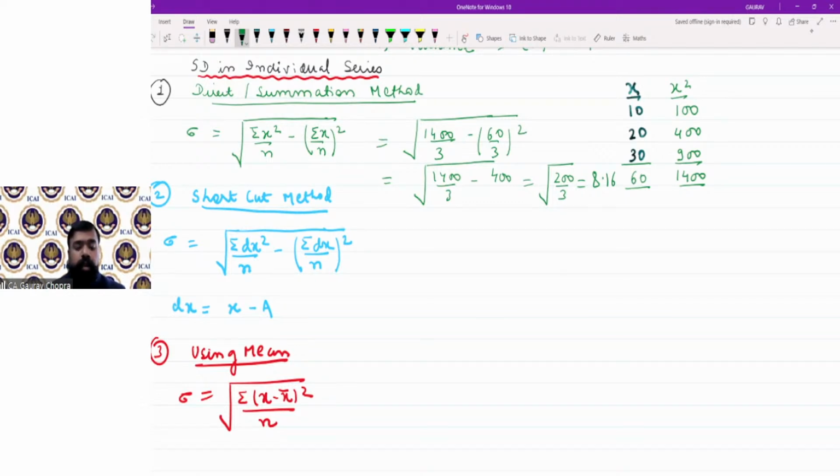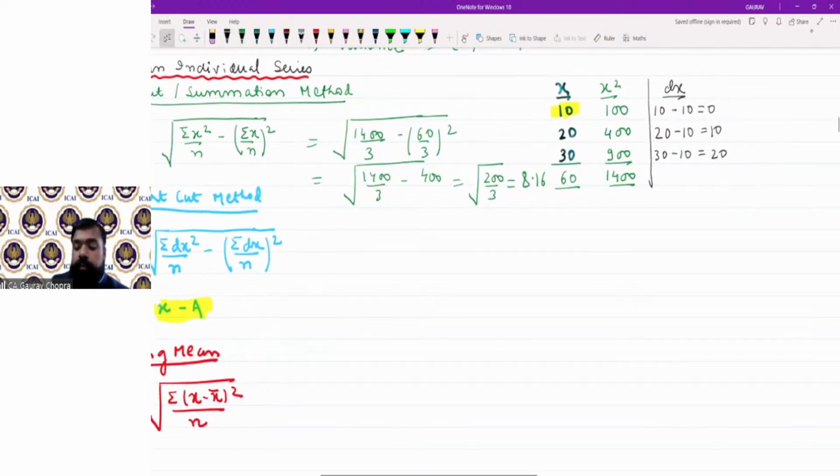Now, if we take the shortcut method, we have to find dx. That is, x minus a we have to calculate. For that, we have to assume any number as a. So let us assume 10. You can assume any number, 10, 20, 30, any number. Let us assume 10 as a and then solve. So what will be the dx now? Dx will be 10 minus 10, 0. 20 minus 10 will be 10 and 30 minus 10 is 20. So our sigma dx is basically 30.